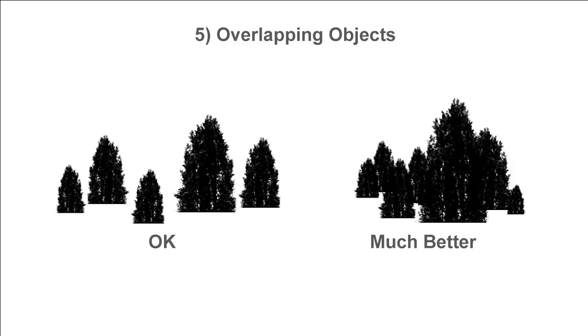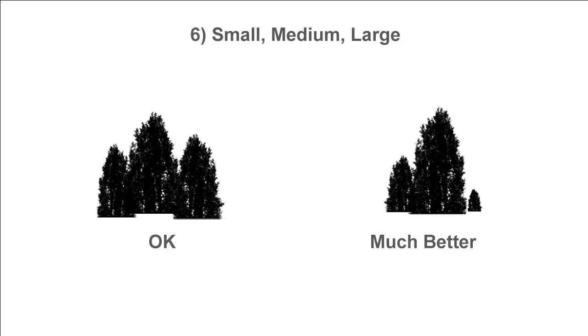Tip number 5, overlapping objects. Having your objects overlap provides visual interest by creating depth. In this case, since all of these are not overlapping each other, they all look like they might be on the same plane. Whereas in this one, because they overlap each other, it looks like there are trees in front of trees in front of trees, which creates depth in the image.